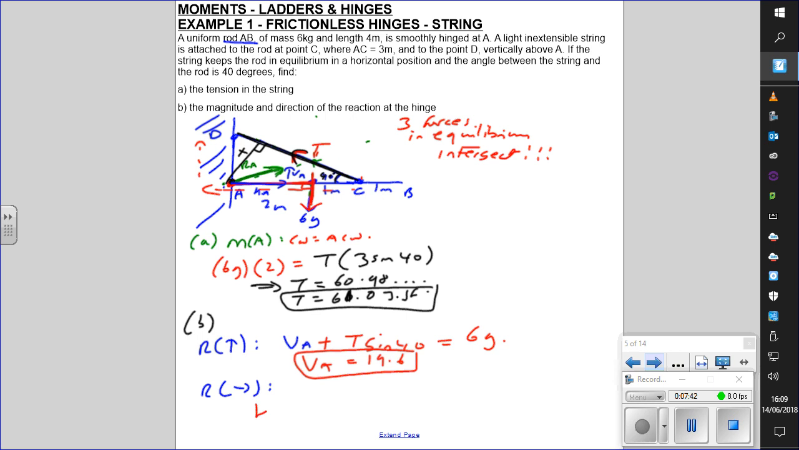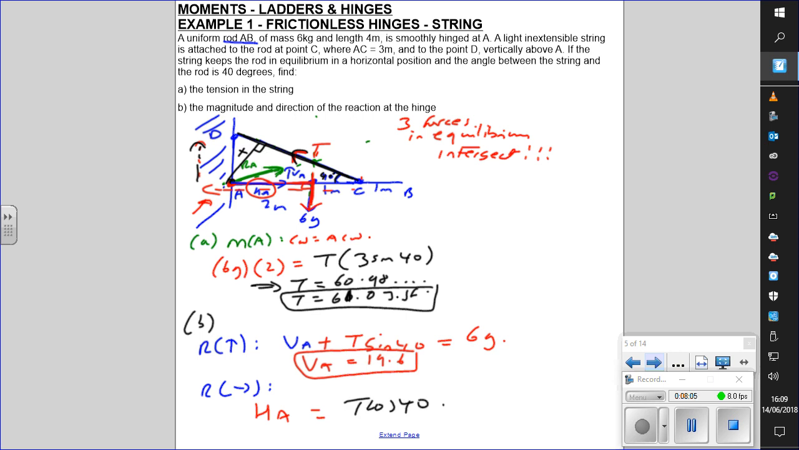And going across, what have I got across? So I've got HA going across, that's this one here. And what's opposing it? Well, it's tension's across this time. So we've used this component going up here already. That was our vertical component of T. And we've got HA going across to the left. We've got our horizontal one, which must be T cos 40.